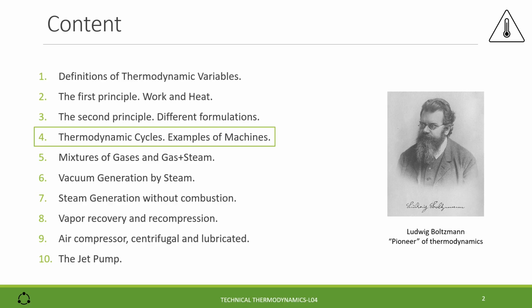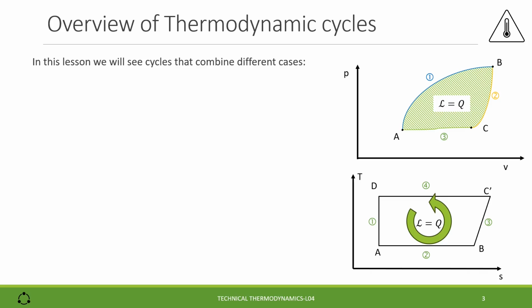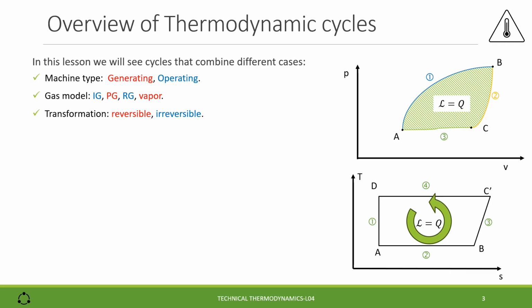The lesson is split in more parts, also more videos. In the first part, we make a general introduction and we learn the Brayton cycle. In this lesson, we will see cycles that combine different cases: generating or operating machines, ideal gas, perfect gas, real gas, or vapors, reversible or irreversible transformations, and different diagrams: TS, PV, HS, or HP.